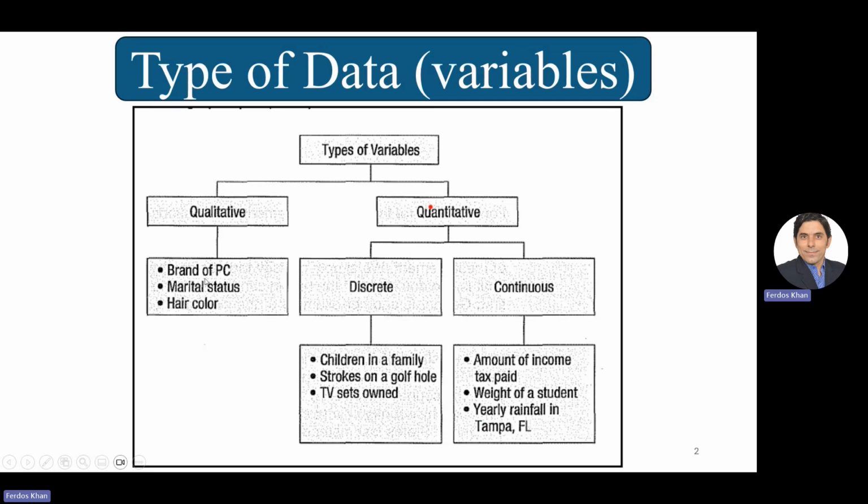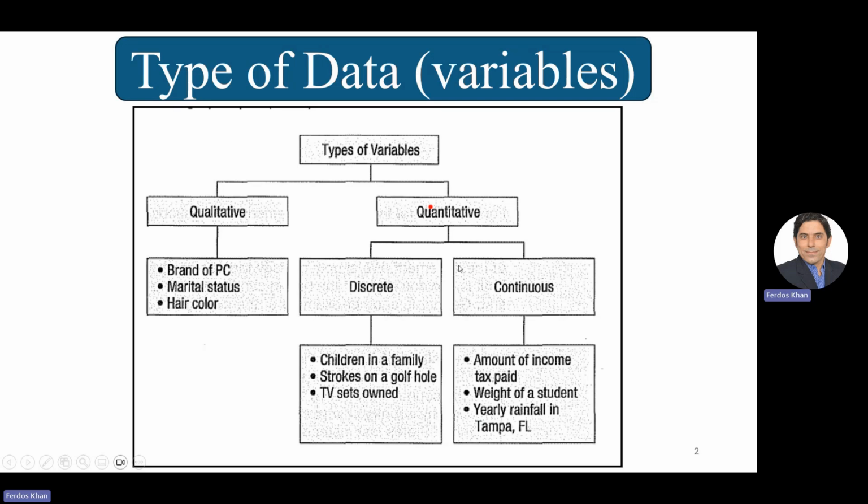You can see brand of PC can be written in different categories, maybe with different specifications. Marital status may be married, non-married, single, or widowed, and so on. And hair color means black, blonde, brunette, etc. So this is about the qualitative variable, which can be measured in different categories. We can also say this is a categorical variable. And then we come to the quantitative variable.